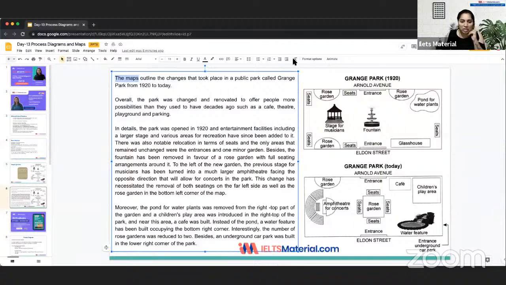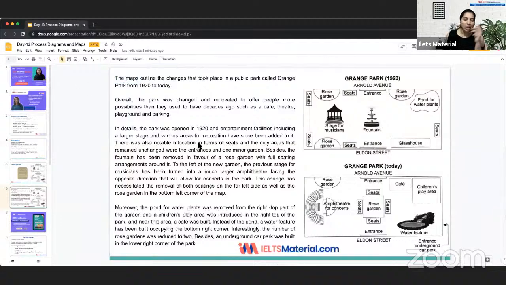So again, I'm closing the chat box and I allow you 2 minutes to read the complete answer, describing everything about the graph in detail. The park was open in 1920 and entertainment facilities, including a larger stage and various areas of recreation, have since been added to it. So if you see, the major changes have been made to the area in relation to the entertainment: the amphitheater for concerts. And then the children's play area, it is again an entertainment place.